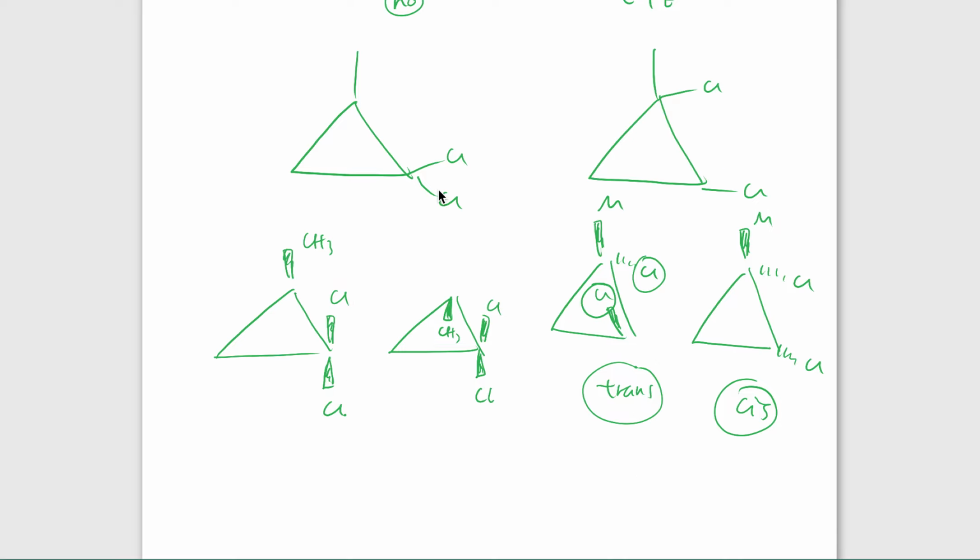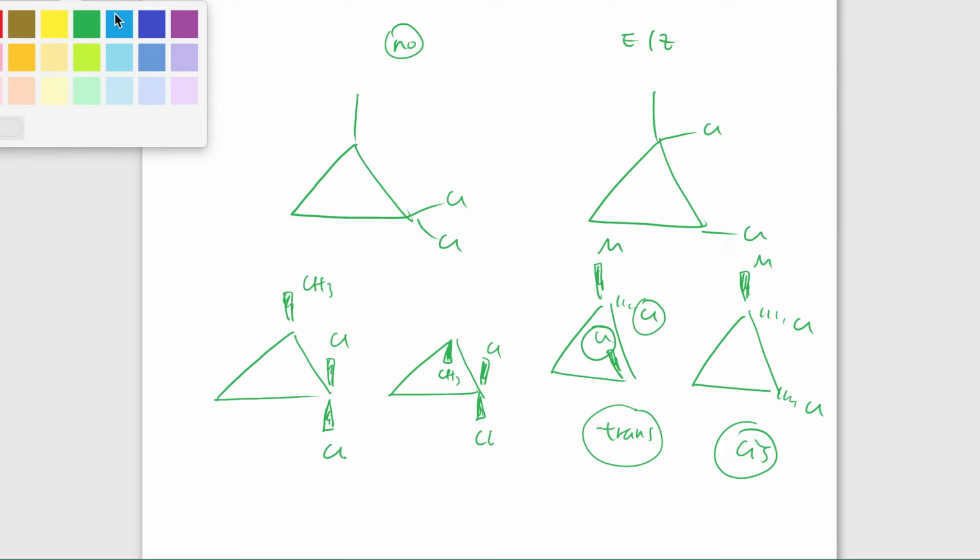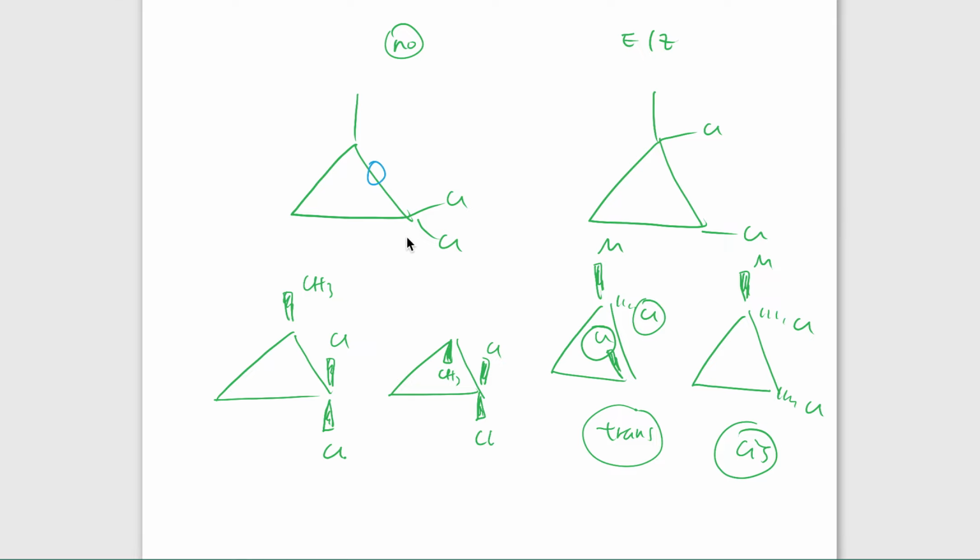And the reason this one doesn't have a geometric isomer, you can just treat this ring as a double bond, right? It's like you have a double bond here, and on one side of the double bond you have two groups exactly the same. That's why there's no geometric isomer.